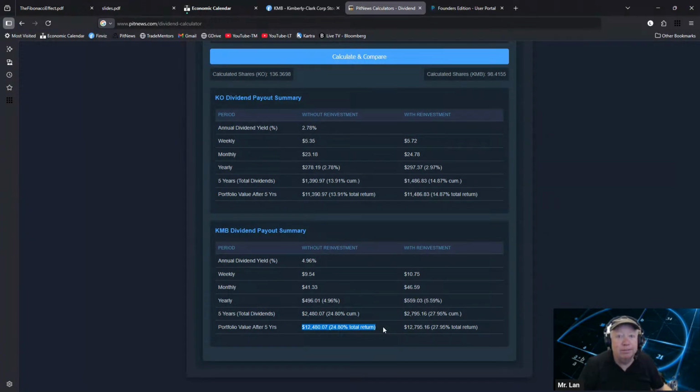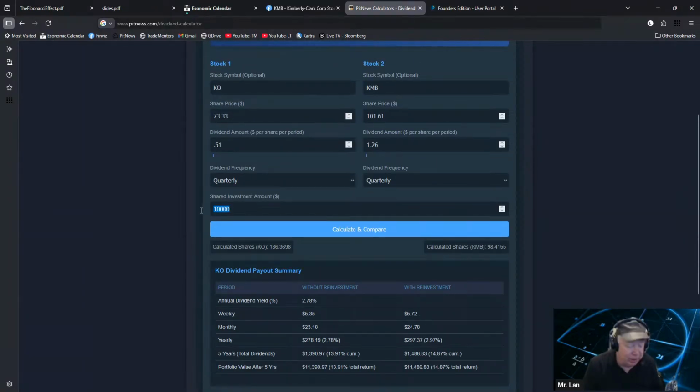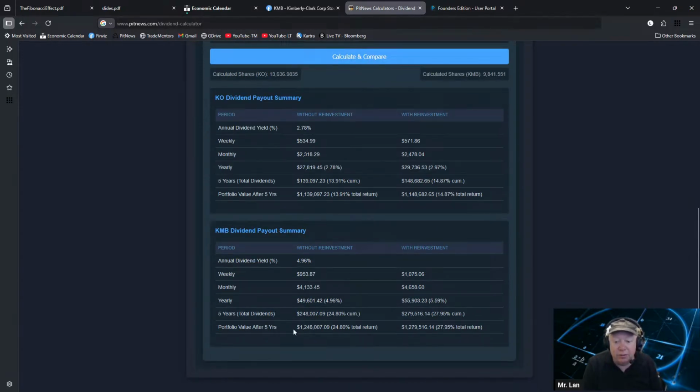Not going to live off of it, not with $10,000. But if we put in a little bit more money, what if we put in $1 million? Calculate and compare. $1 million in 5 years, your portfolio value is $248,000. That's a good amount of money, right? With a 5% return, your portfolio will be $1.248 million. So basically, if your $1 million didn't grow, but you had $50,000 in dividends every year.